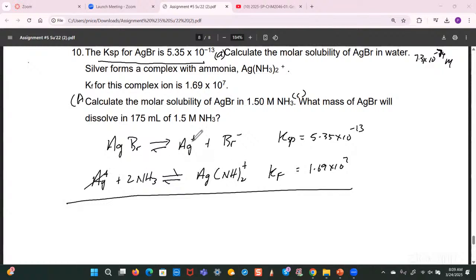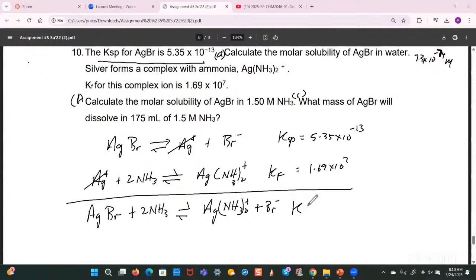the silver ions will cancel out here and here, right? So what will you be left with? You'll be left with AgBr in equilibrium, plus 2 NH3, I'm sorry, in equilibrium with Ag(NH3)2 plus, plus Br minus. So my question to you is this: how would we determine the K value for this overall equation?